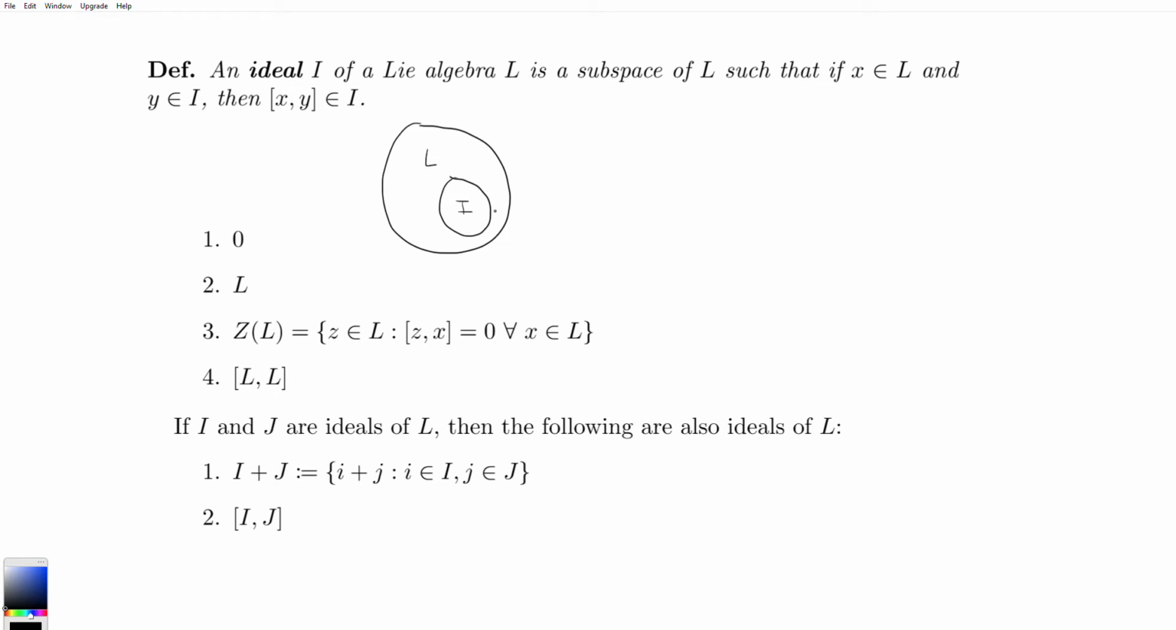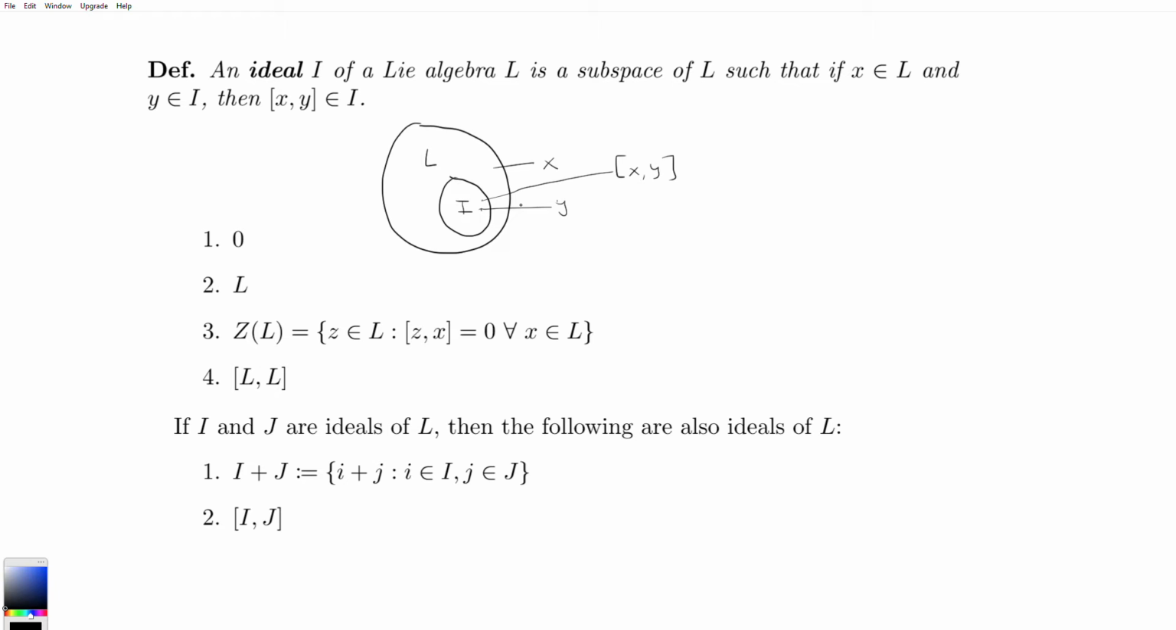And what this condition is saying is that if you give me some Y inside the ideal, and you give me some X anywhere inside L, it could be inside the ideal, it could be outside the ideal, then the vector X bracket Y also sits inside the ideal. So this is much stronger than the subalgebra condition. The subalgebra simply said if you took both things inside the subalgebra, it sits inside the subalgebra. So what this tells us is that immediately ideals are subalgebras. They're stronger than that. They're just absorbing everything outside as well.